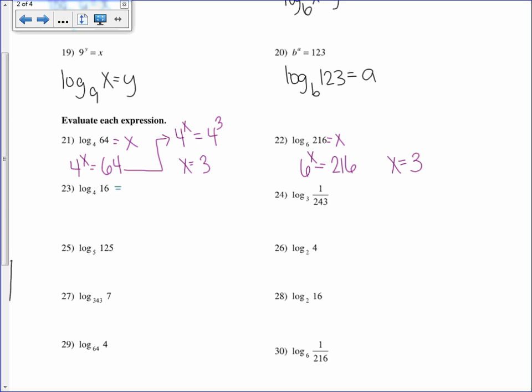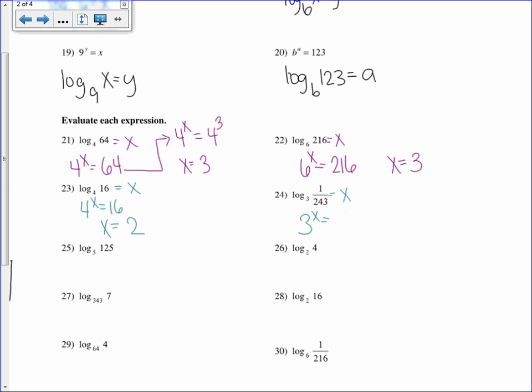We can set this one equal to x. So this is 4 to the x is equal to 16. You can do your change of base if you need it, but hopefully everybody knows that this is x is equal to 2. Set it equal to x here.